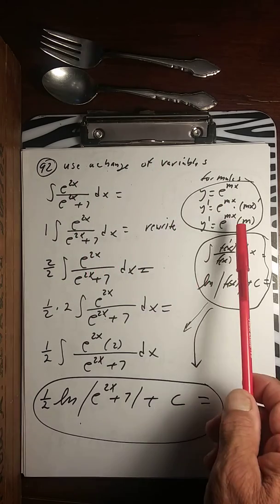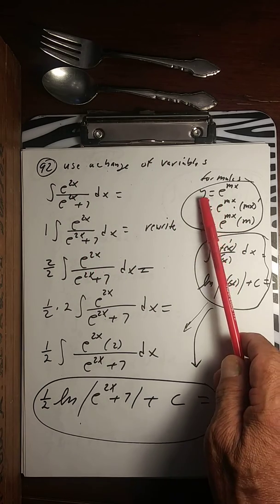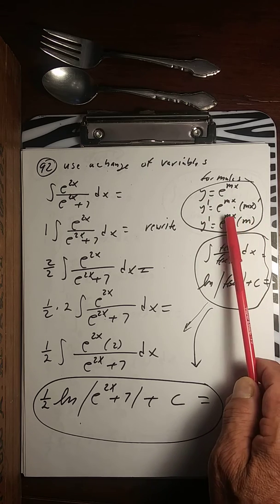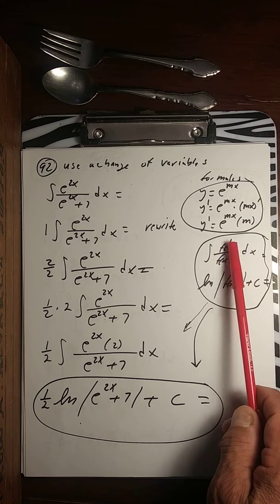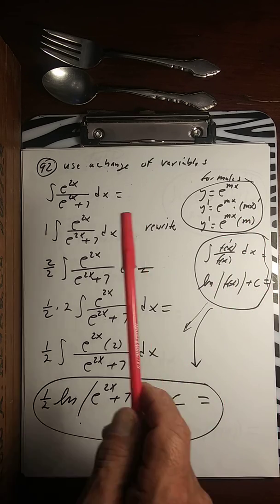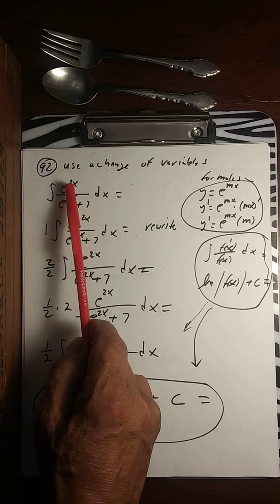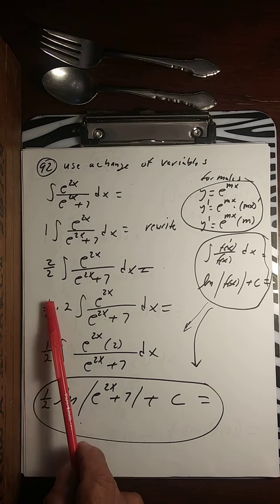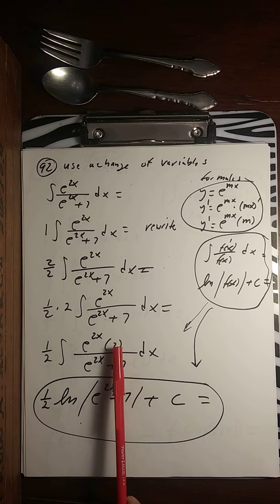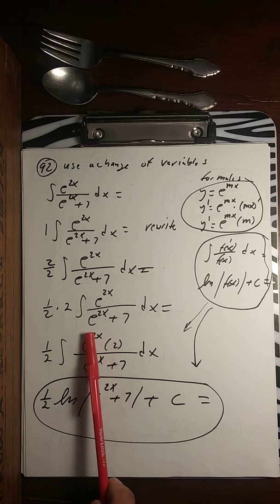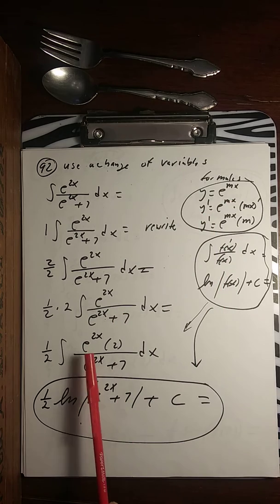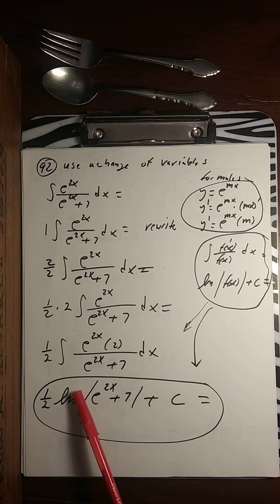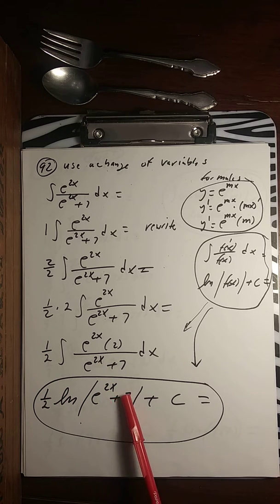Use a change of variables. If y equals e to the mx, then y prime equals e to the mx times m, so the derivative of this is right there. And if the integral is f prime over f, it becomes ln of f of x plus c. So we have f of x and almost f prime of x. Let's put a 1 here, 1 times that, same thing. 2 over 2, same thing. 1 over 2 times that, same thing. So now let's bring this 2 right here. Now we have e to the 2x, and the derivative of this is 2, just like this one. So now we have the original function on the bottom and the derivative on top. So this becomes 1 half ln of the bottom part, e to the 2x plus 7, plus c.